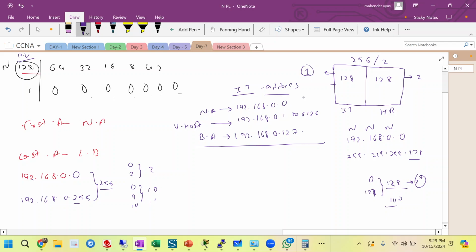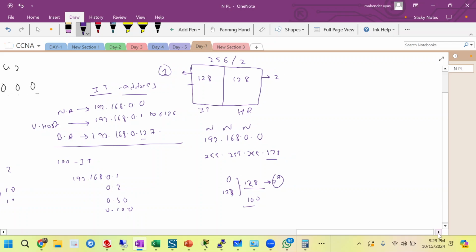Suppose you have 10 users or 100 users in an IT department. All the users will get addresses from this particular range only. Suppose I am from IT, my computer IP would be 0.1, and another person 0.2, like that, 0.50, 0.100, but they will not get beyond 127. Okay, now we need to figure out the second address. For IT, it is clear now.